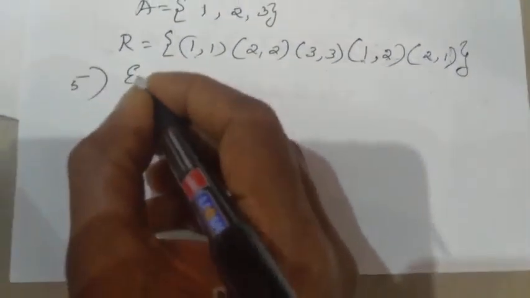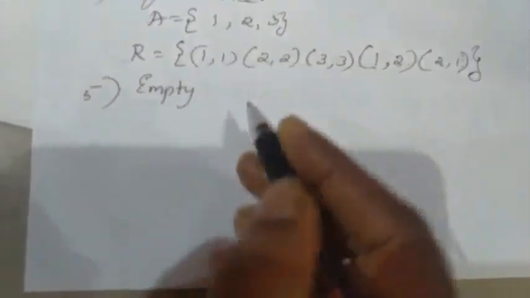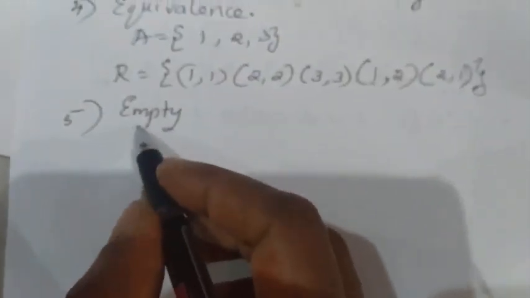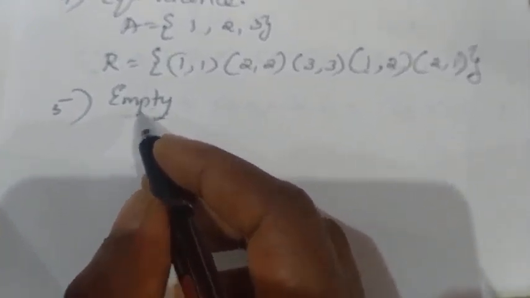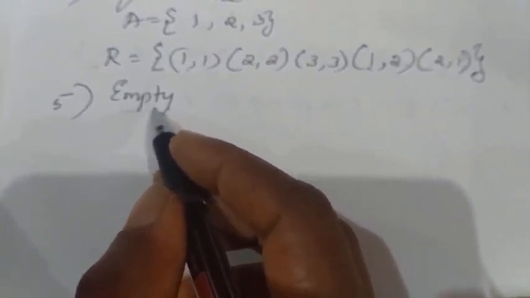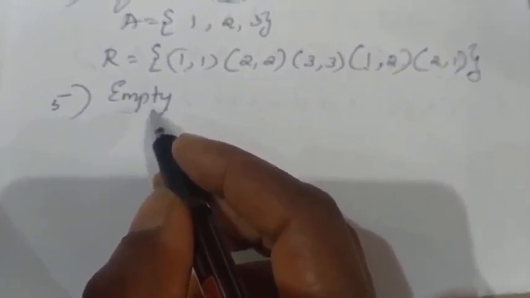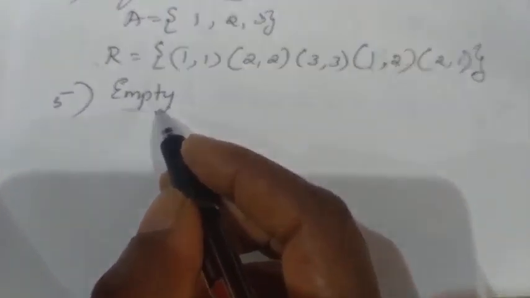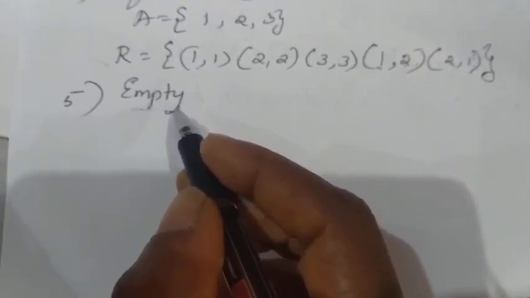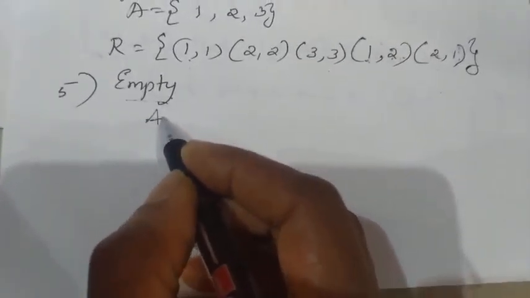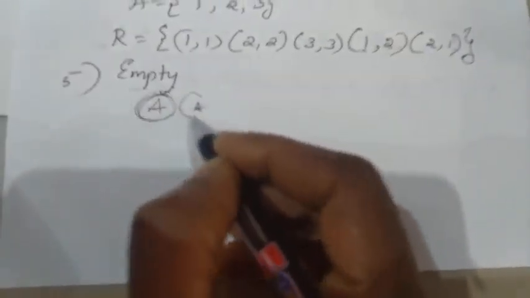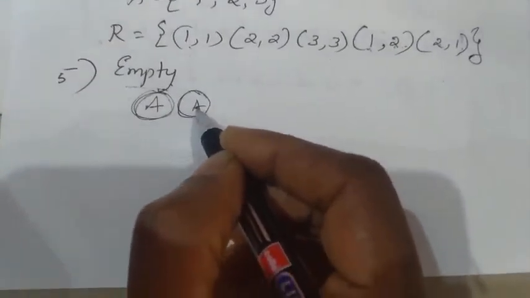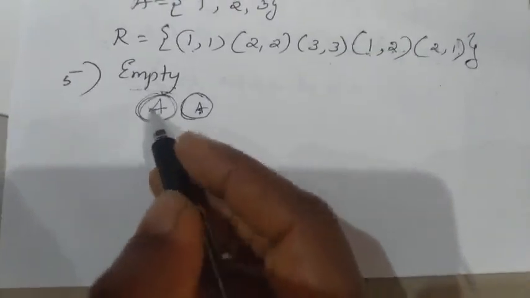Next type is empty relation. The name itself suggests that empty relation means it does not contain any ordered pair. A relation R in a set A is called empty relation if no element of A is related to any element of A. Means there are no ordered pairs in that relation.